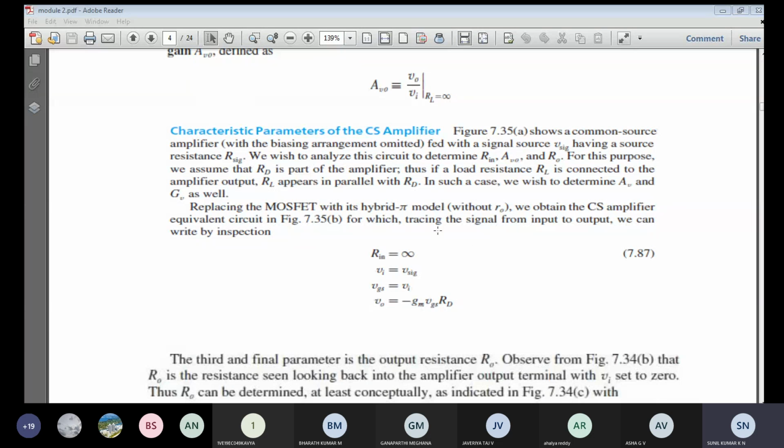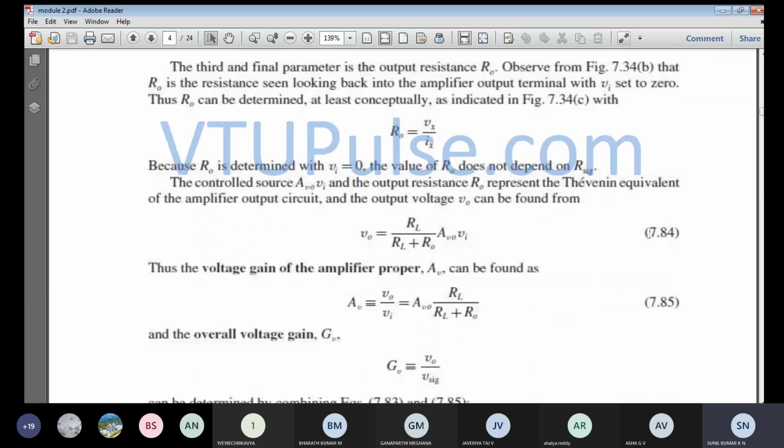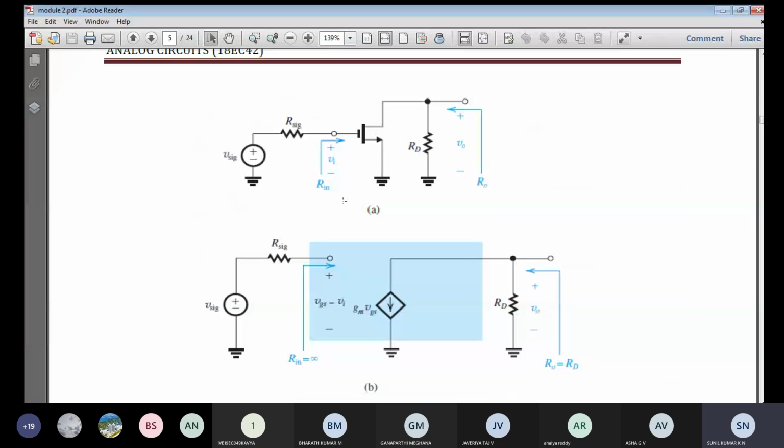Okay, so in the last class we have seen the common source amplifier. So this is a common source amplifier circuit. Source will be common, and at the gate input we apply the signal source voltage, and across the drain resistance you get the output voltage, right?